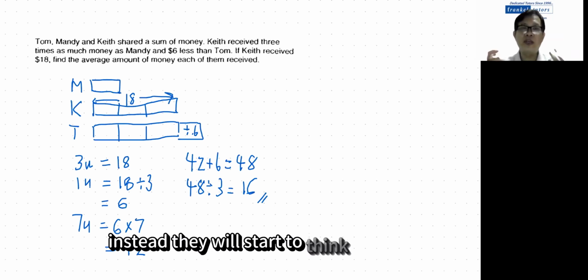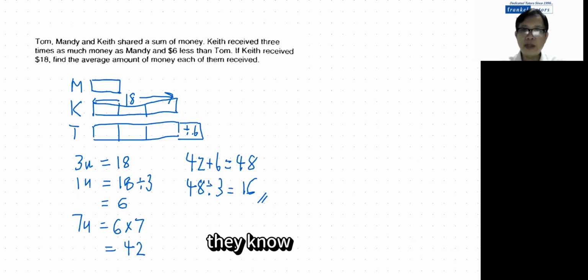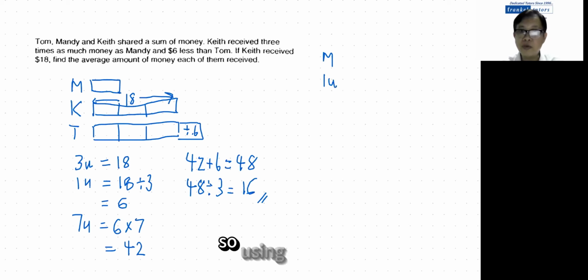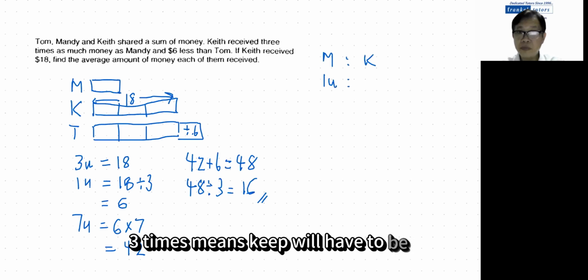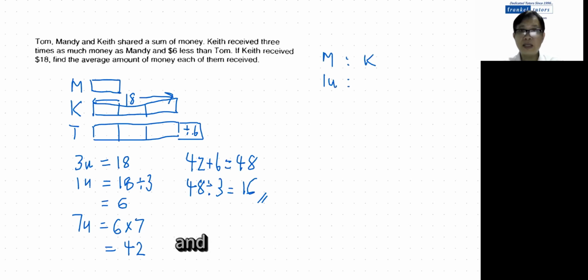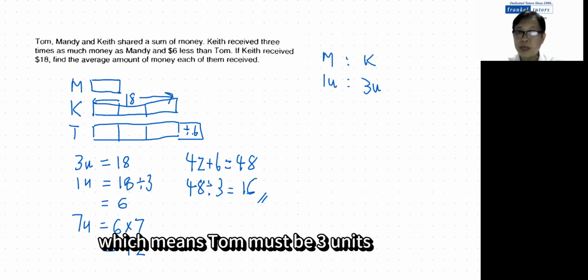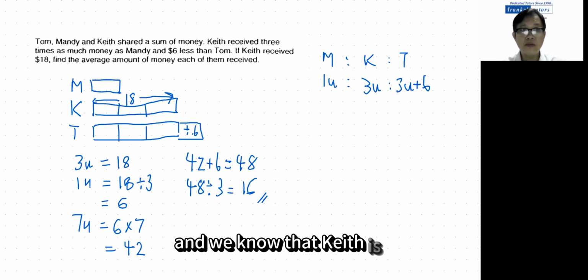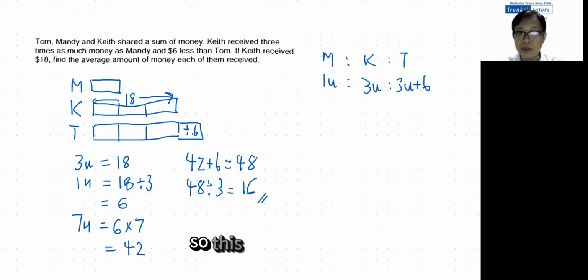Instead, they will start to think in terms of ratio. They know that Mandy is 1 unit. Keith received 3 times. So using ratio, Keith 3 times means Keith will have to be 3 units. And Keith is $6 less than Tom's, which means Tom must be 3 units plus another 6. And we know that Keith is $18. So this thing is 18.